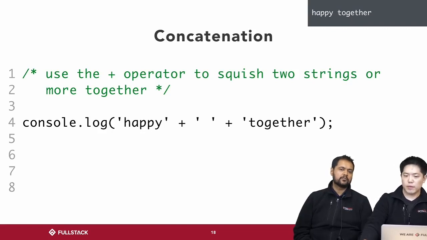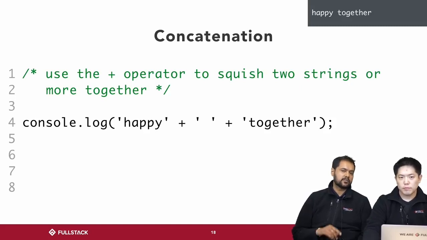So David, I have a question for you. Earlier in some of the console log examples, I saw that we were using commas instead of pluses in console log. So can you tell me a little more about why? That's an interesting point.